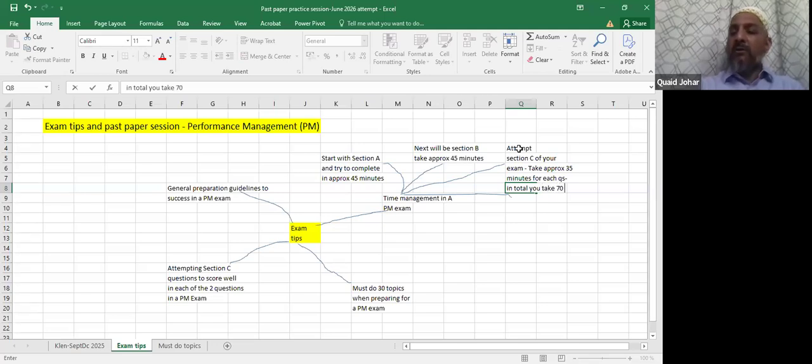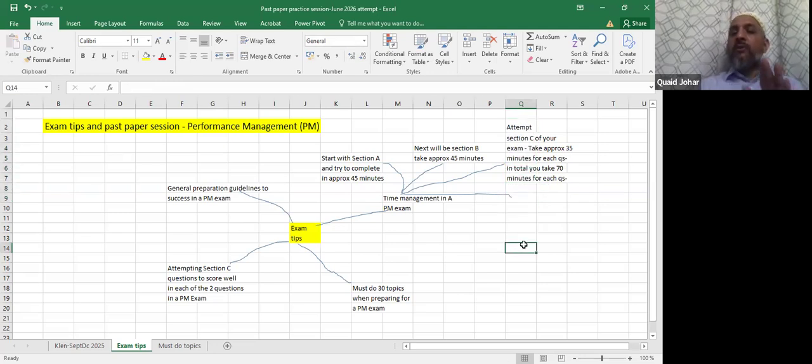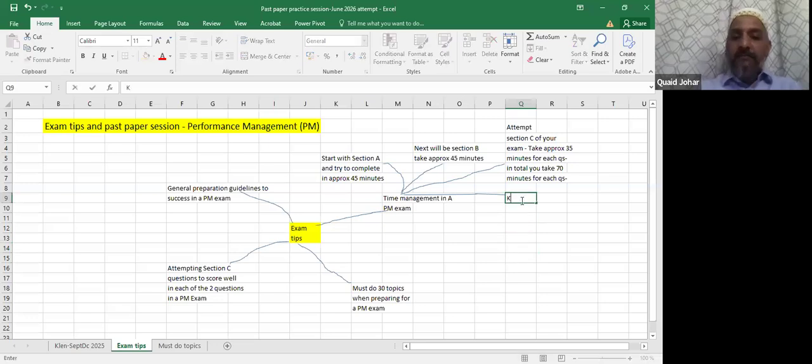Now, if you count all of the minutes till now, how many minutes have you used? So 45 minutes for section A, 45 for section B, and 70 minutes for section C. So in all, you have used how many minutes? 160 minutes gone. Now you are left with approx 20 minutes.